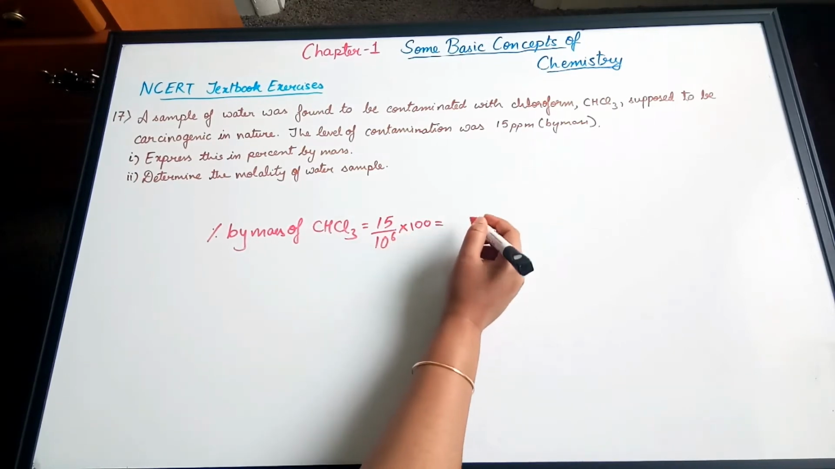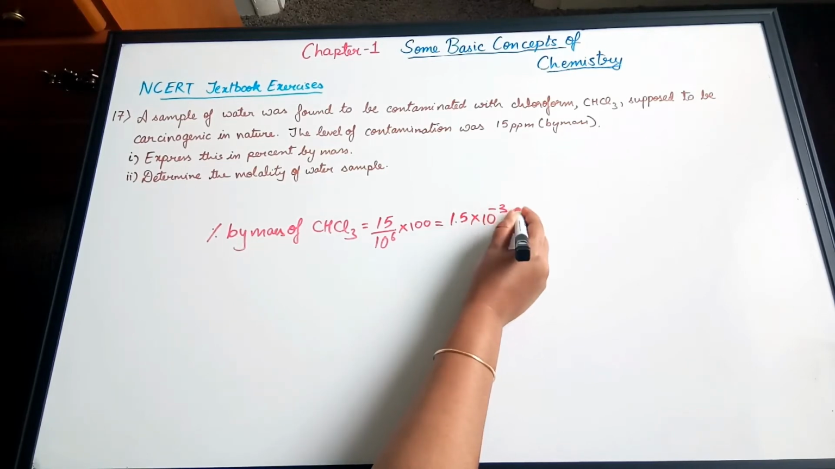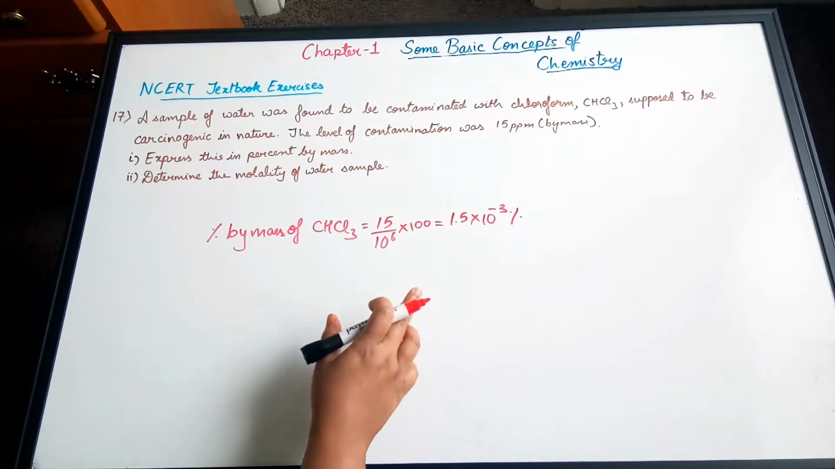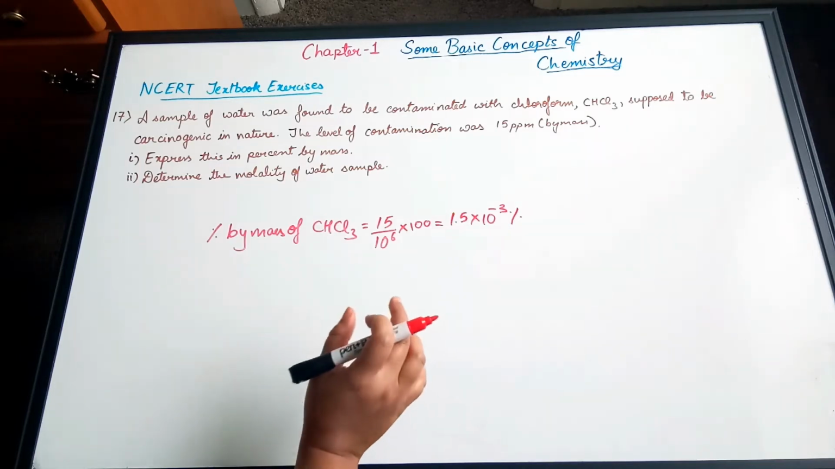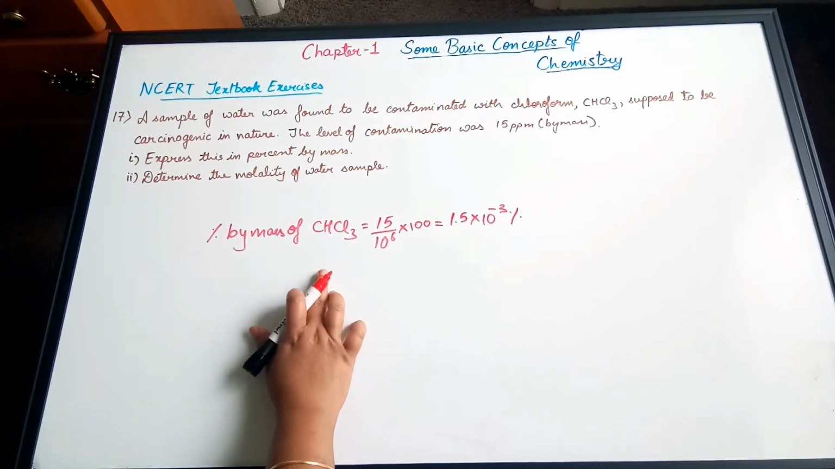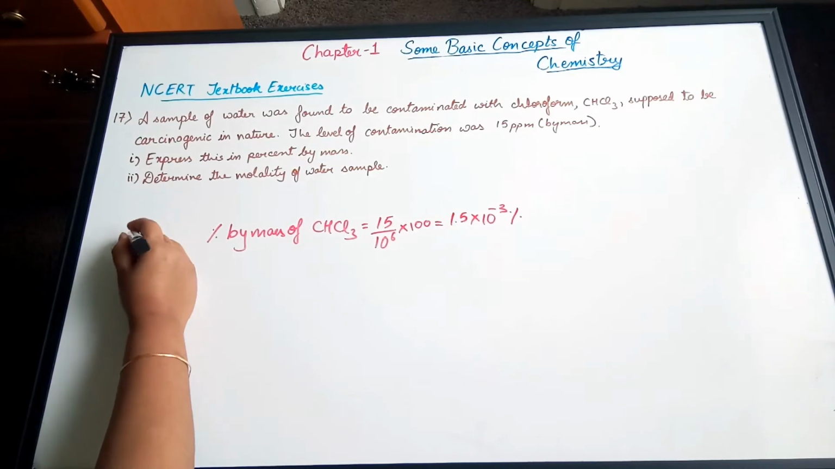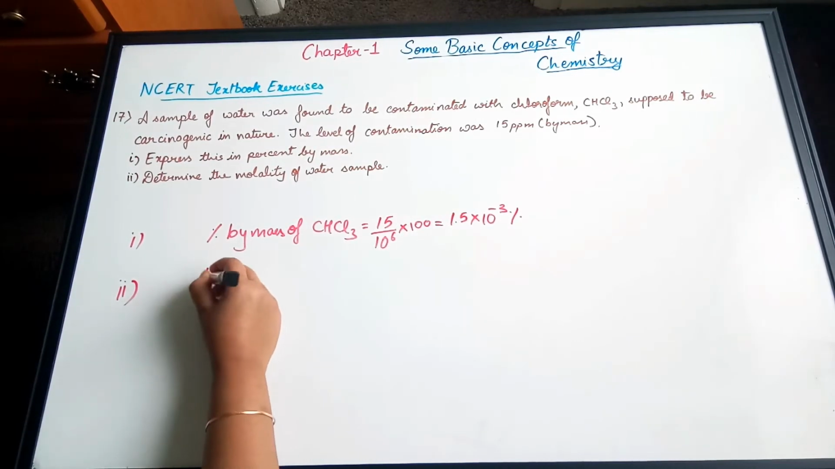When this is simplified, we get 1.5 into 10 to the power minus 3 percent, which means in 100 of that sample you will have 1.5 into 10 to the power minus 3 of chloroform. So we are basically calculating the percentage by mass. Next, we have to calculate the molality.